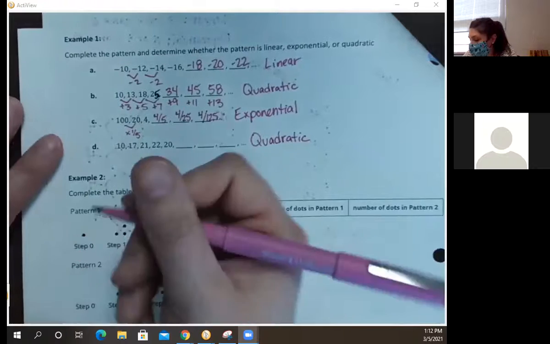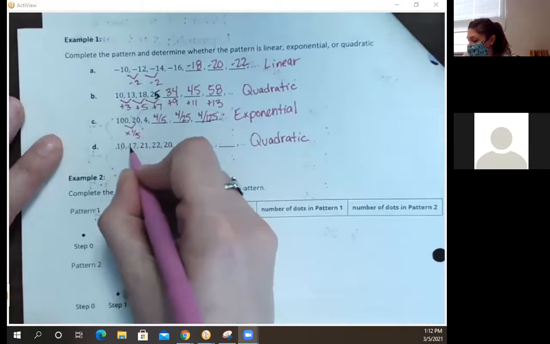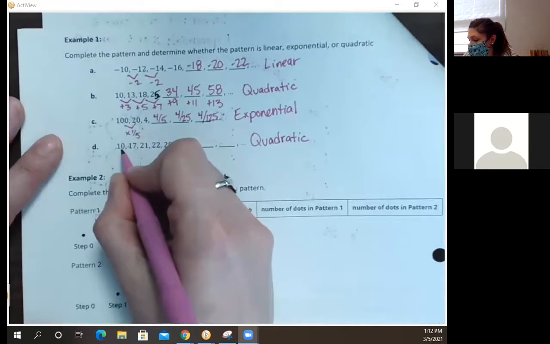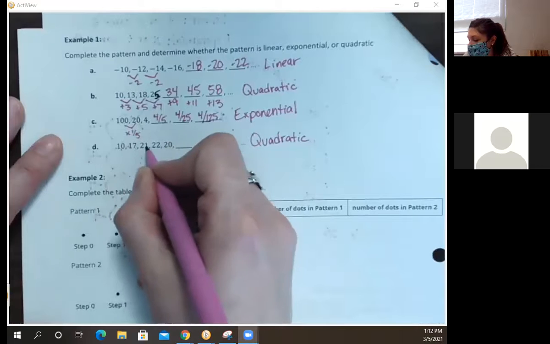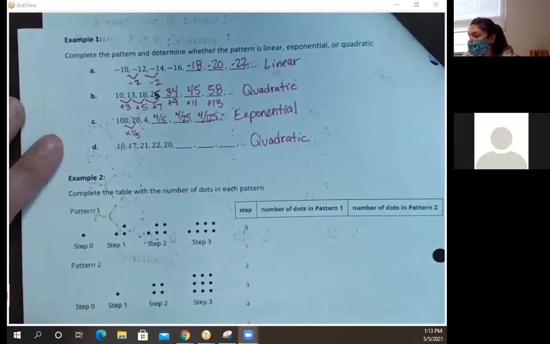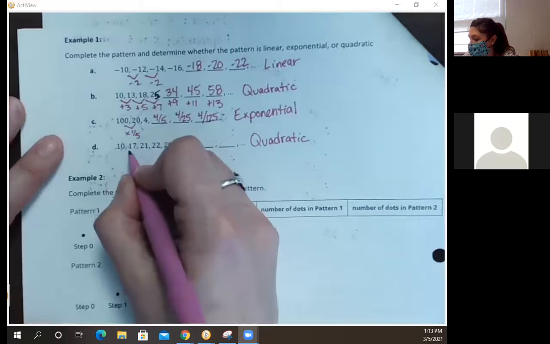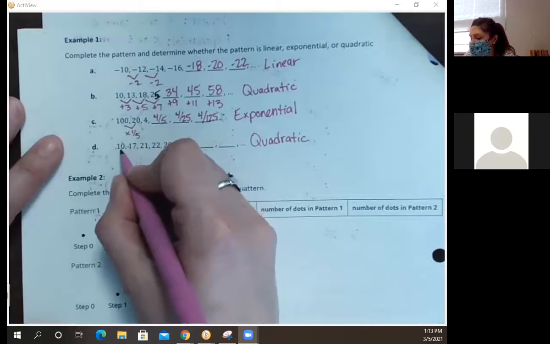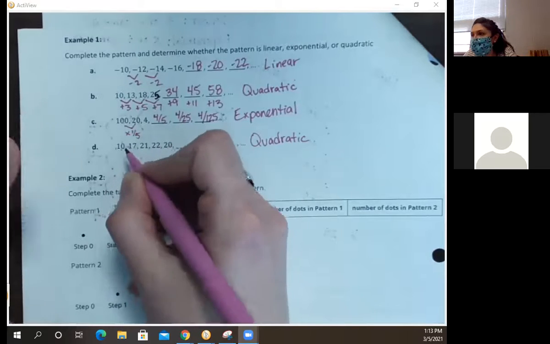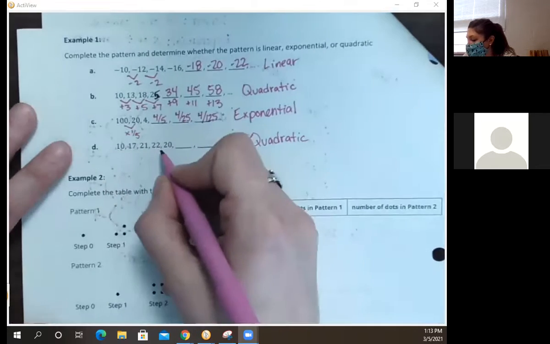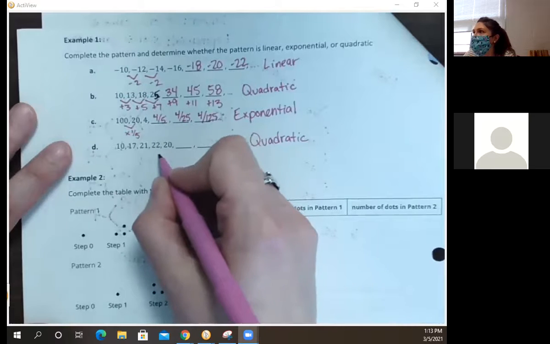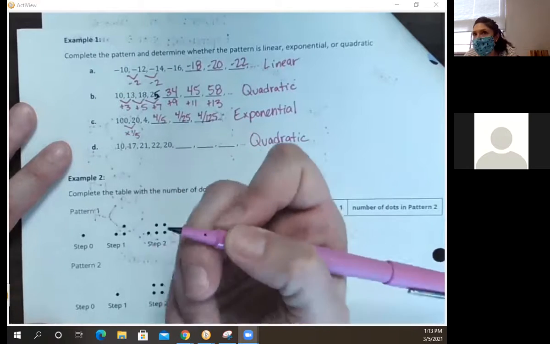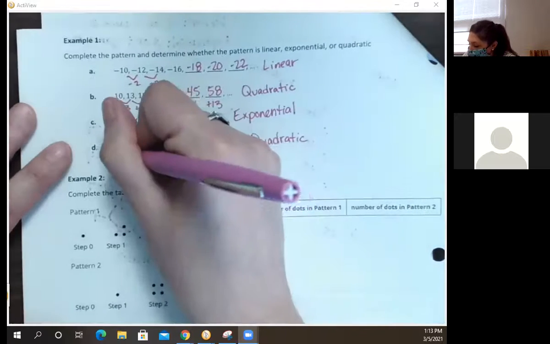It's not linear because I can't add the same thing each time. I would have to add 7 here and then add 4 here, so not linear. I also can't multiply by the same thing each time. I would be multiplying by 1 point something, a little less than 1.7, a little less than 2 here. But to get from 22 to 20, I would have to multiply by something less than 1. So it's not exponential. So let's take a look at this.